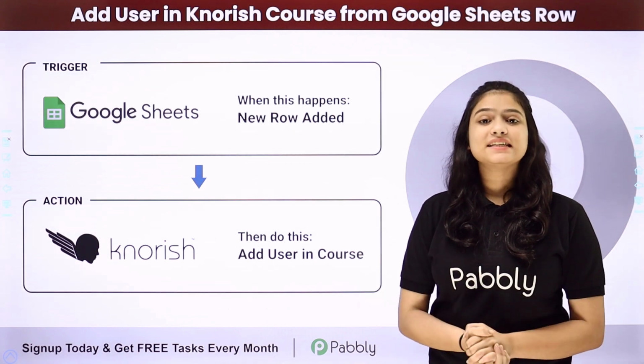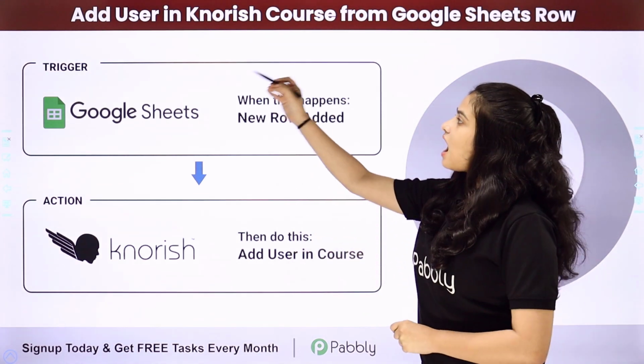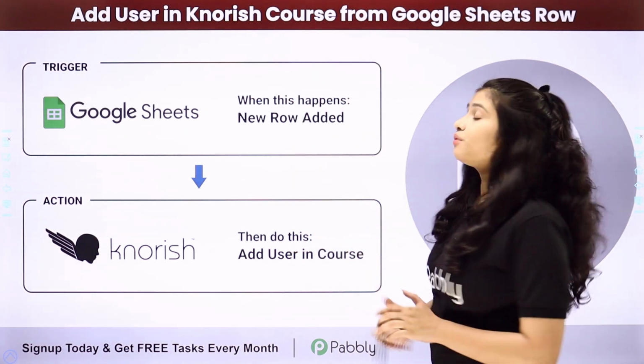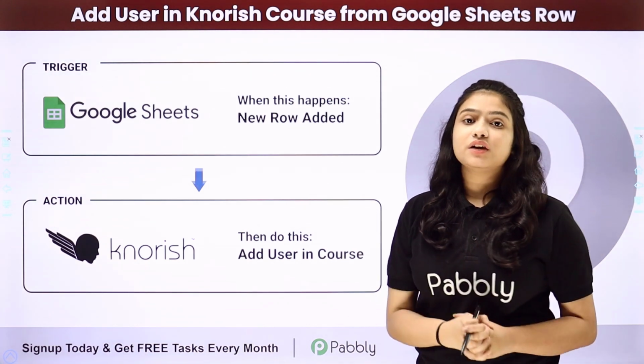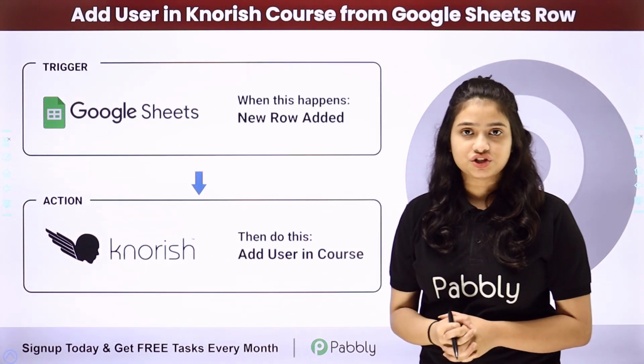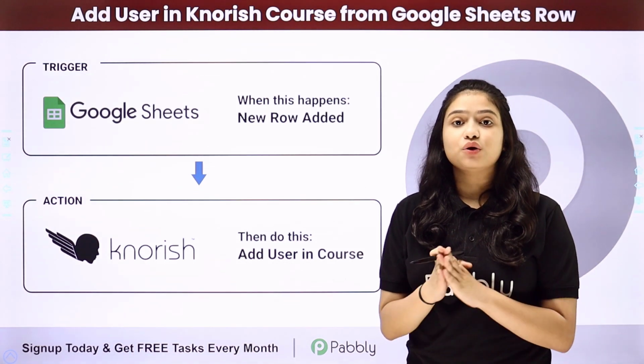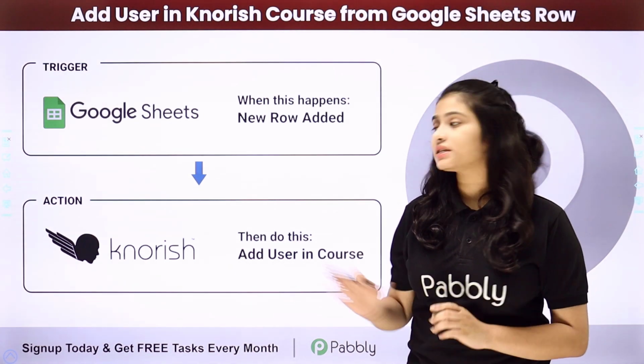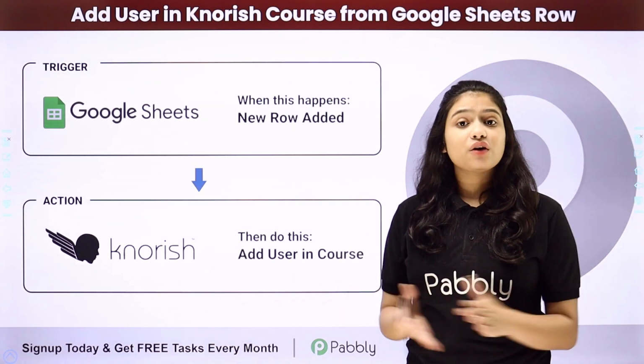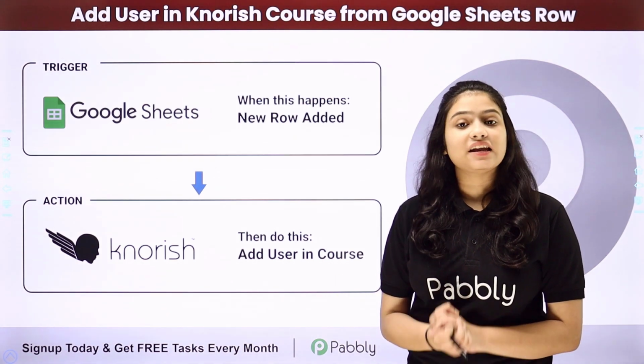Hello everyone, in this video we are going to learn how to add a user in Knorish course from Google Sheets. I want that whenever new data is added in my Google Sheets in the form of a new row, automatically by using the same response I want to create a user for a particular course in my Knorish account. So how are we going to do this process automatically and effortlessly?